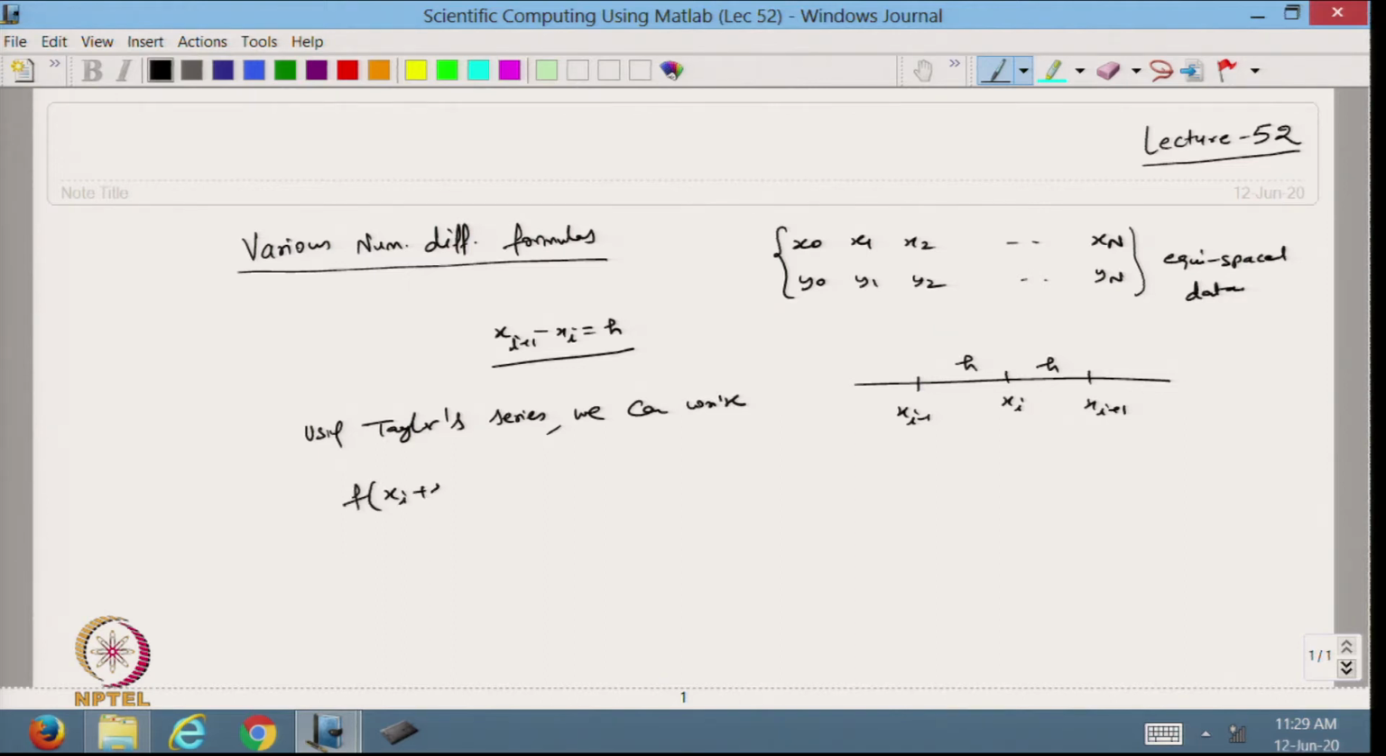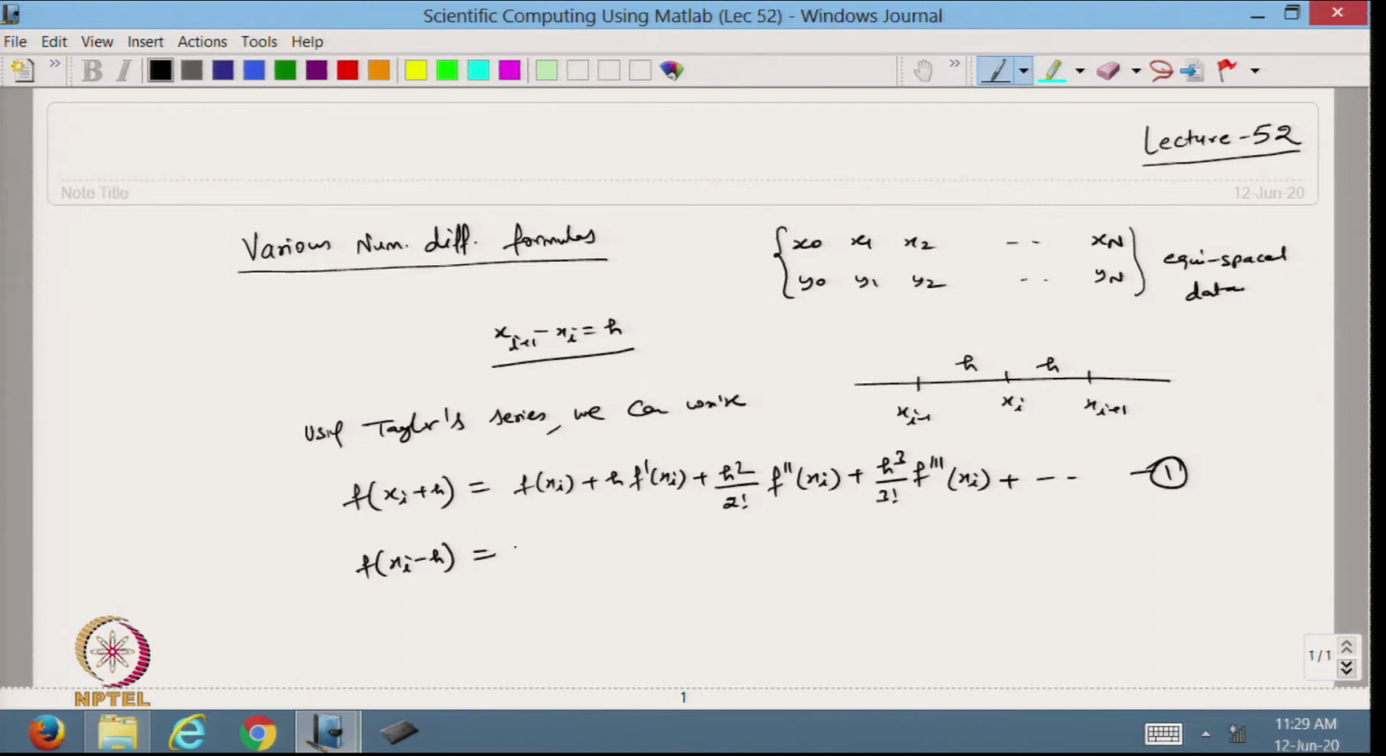f at any xi plus h. So this one I can take any constant value plus h. So this one I can write as f at xi plus h f dash at xi plus h square by 2 factorial second derivative at xi and so on. So this one I take as equation 1. Similarly, I can find f at xi minus h. So this one I am doing as a forward and this is a backward. So this one I can write f xi minus h f dash xi plus and so on. This is equation number 2.